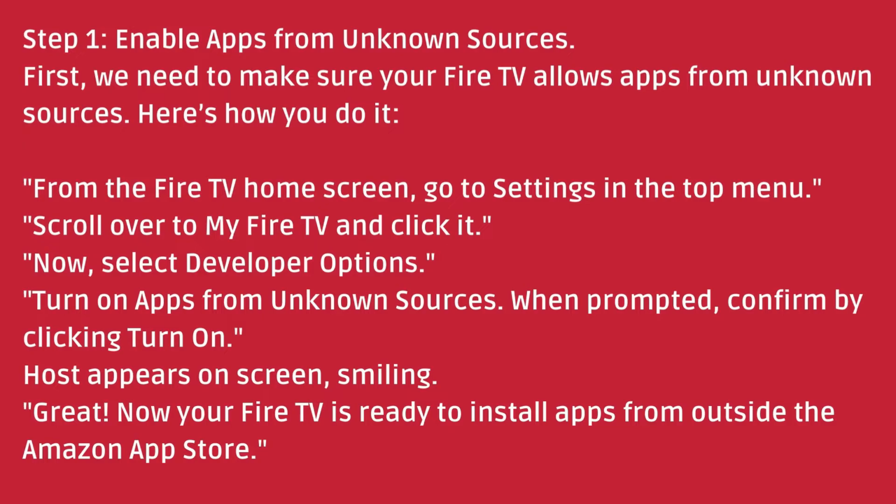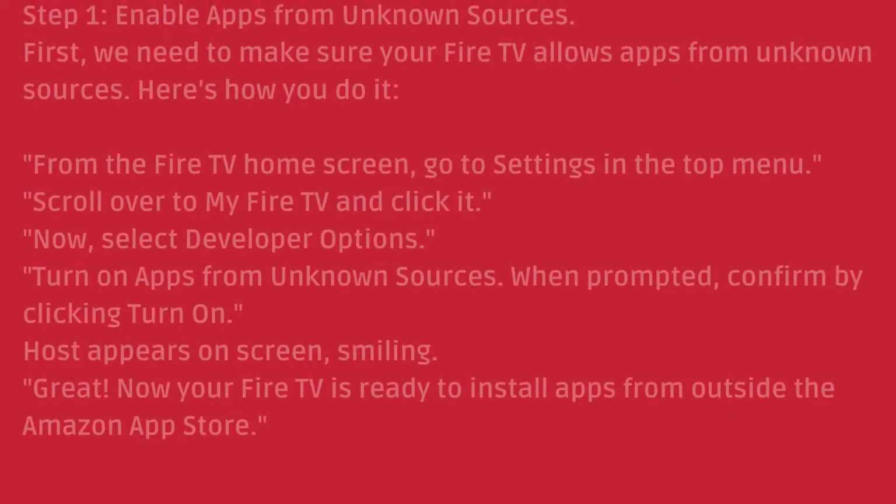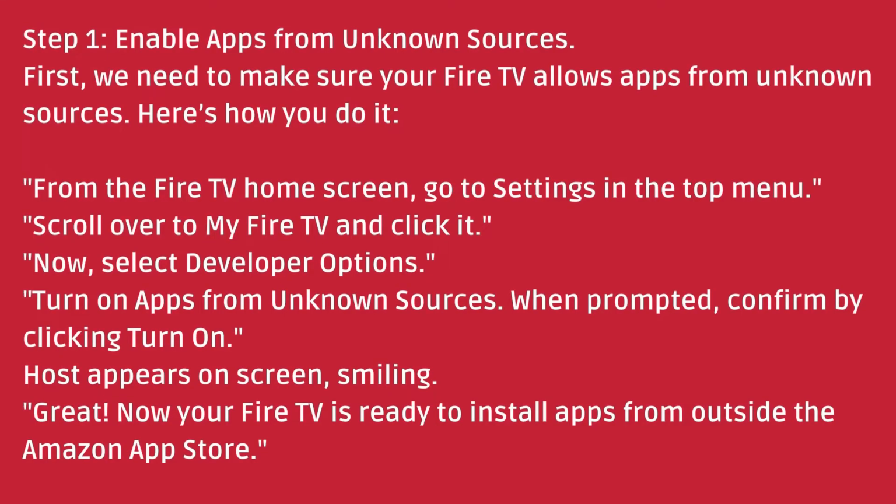Step 1. Enable apps from unknown sources. First, we need to make sure your Fire TV allows apps from unknown sources. Here's how you do it. From the Fire TV home screen, go to Settings in the top menu. Scroll over to My Fire TV and click it. Now, select Developer Options. Turn on apps from unknown sources. When prompted, confirm by clicking Turn On. Great! Now your Fire TV is ready to install apps from outside the Amazon App Store.